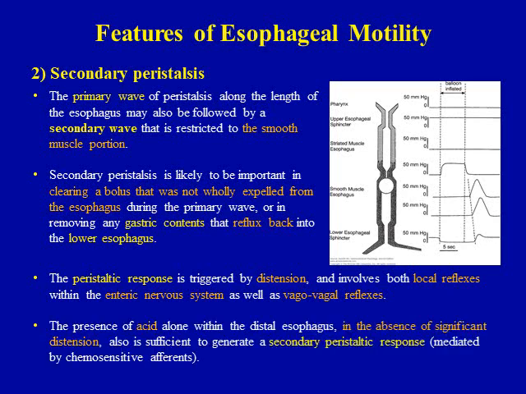The presence of acid can also trigger a secondary peristaltic wave. So any regurgitation of acid from the stomach into the lower esophagus can trigger a secondary peristaltic wave. The presence of acid alone within the distal esophagus, in the absence of significant distension, is also sufficient in generating a secondary peristaltic response. And here the reflex is mediated by chemosensitive afferents rather than by mechanosensitive afferents, as in the case of distension.